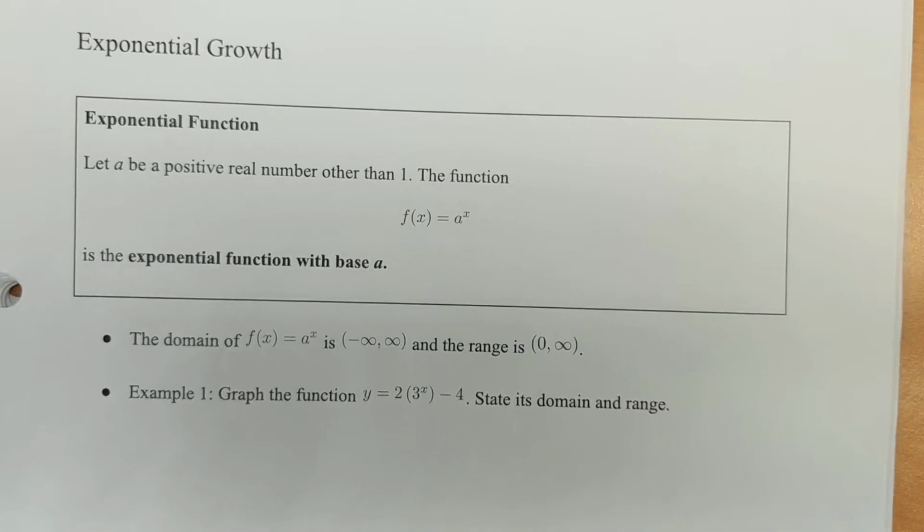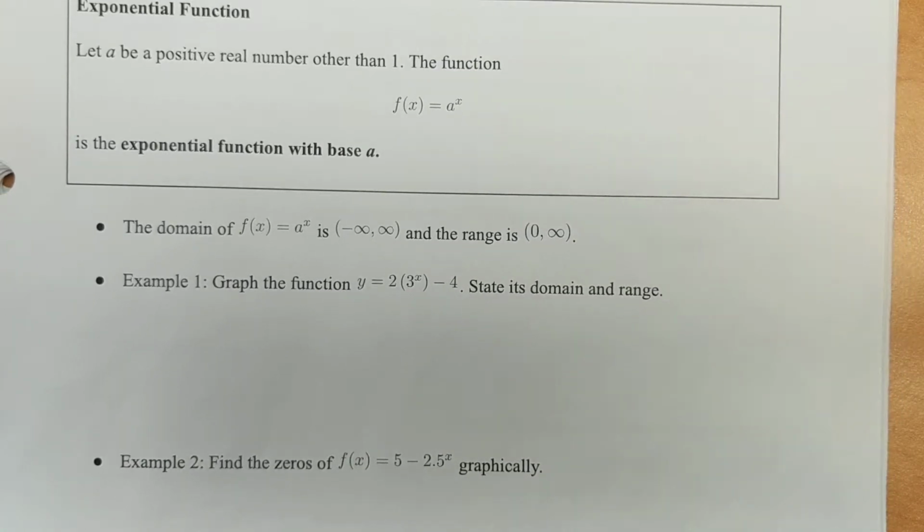So down there below, you have the domain of the function is negative infinity to positive infinity, which means that you can plug any value in for x that you like, but the range is from 0 to infinity. So it is impossible to get a negative number using an exponential function, assuming a is positive.